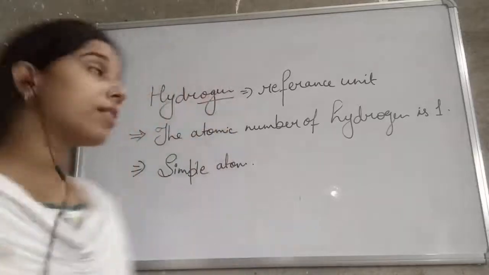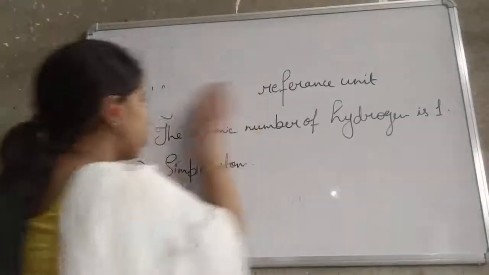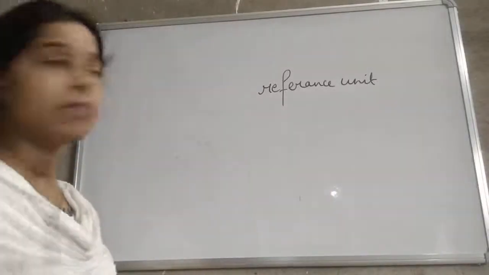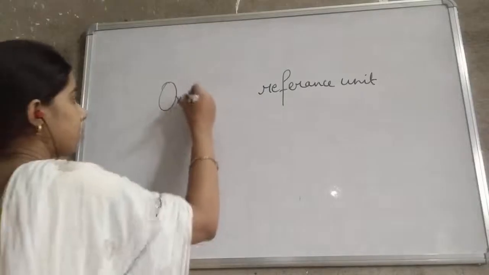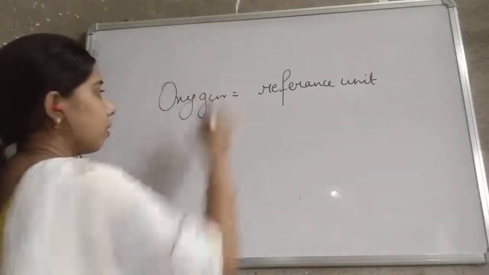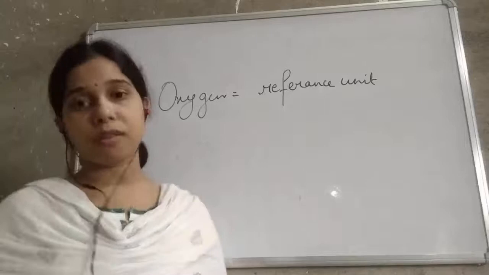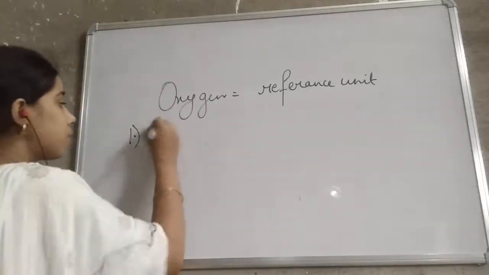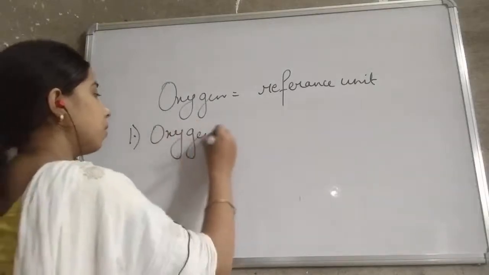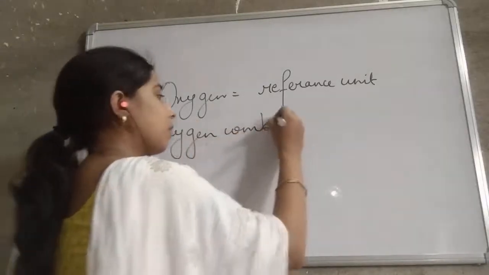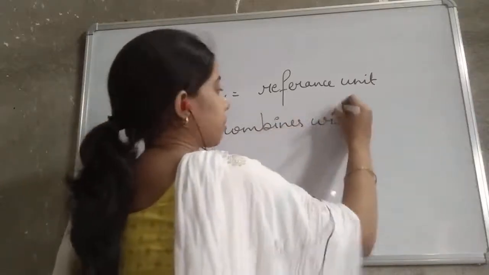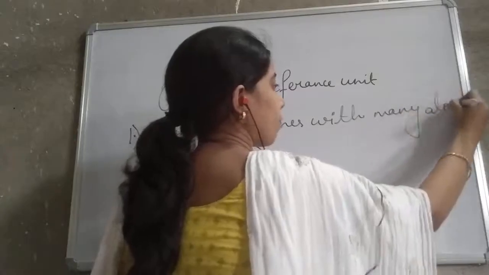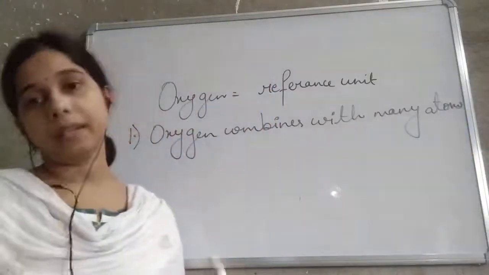Later on, oxygen is used as a reference unit. So instead of hydrogen, oxygen is used as a reference unit. So you write here oxygen. What is the reason to use oxygen as a reference unit, students? The first reason is that oxygen combines with many atoms.